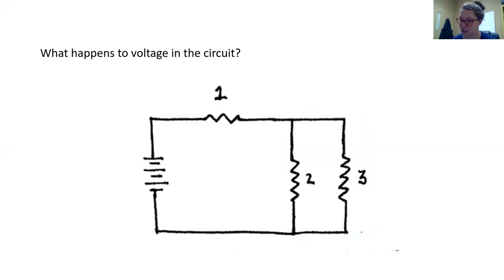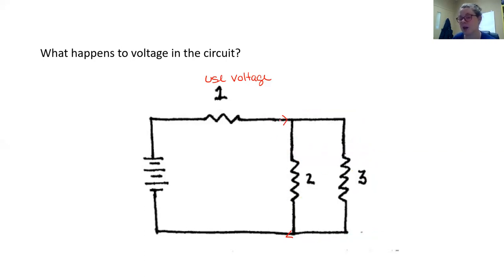Well, what about voltage? Well, we know voltage drops at resistor 1, so we use some voltage here. So some of the push from the battery is reduced, but what about at this point? Well, the leftover push is going to be equal on resistor 2 as it will be on resistor 3.